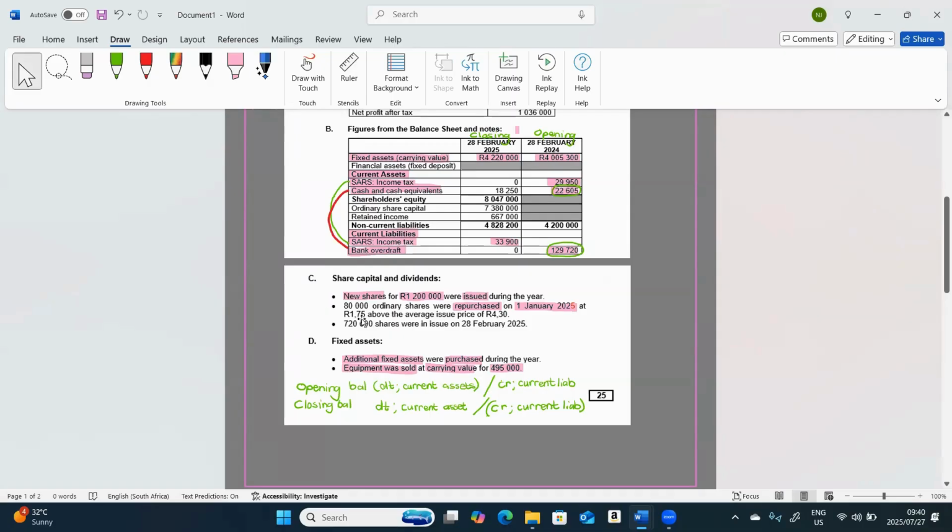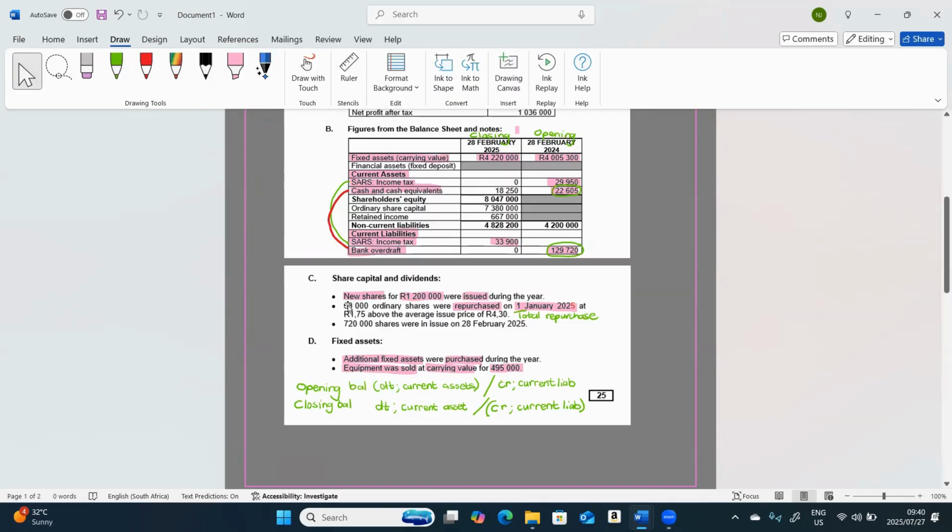We need the total repurchase price. Okay, so please, with the cash flow statement, you need the total repurchase price, guys. So you take the number of shares repurchased.